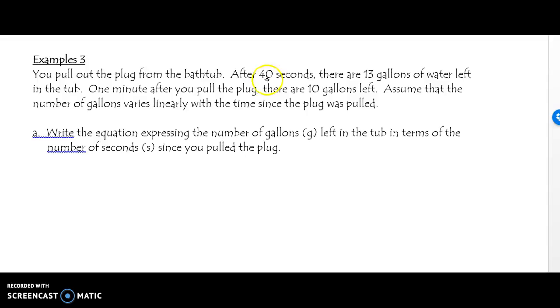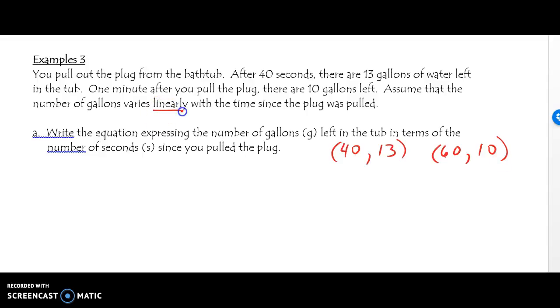Okay, so this is just another representation of a function. We're using words instead of a graph to represent this function. So we want to write an equation. We're given some information. We're given that at 40 seconds we have 13 gallons of water, and we're going to put the gallons as y because the number of gallons depends on the time. And then we have 60 seconds, 1 minute, and 10 gallons left.